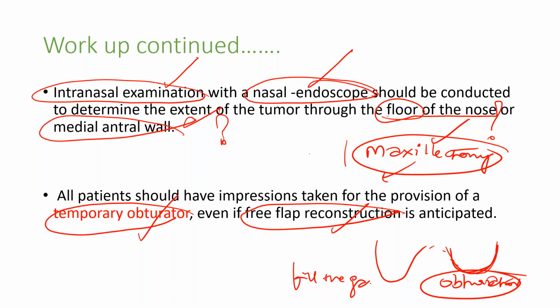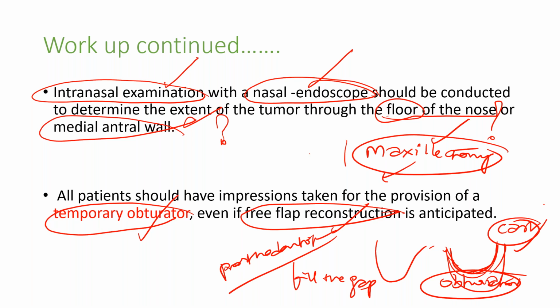So you have to go to a prosthodontist to take a cast. You should take a cast with POP, and then you have to prepare an obturator. When you are removing a tumor, you are left with a space. You have to fill it with an obturator. It is also called gutta percha. I told you already in the nose.